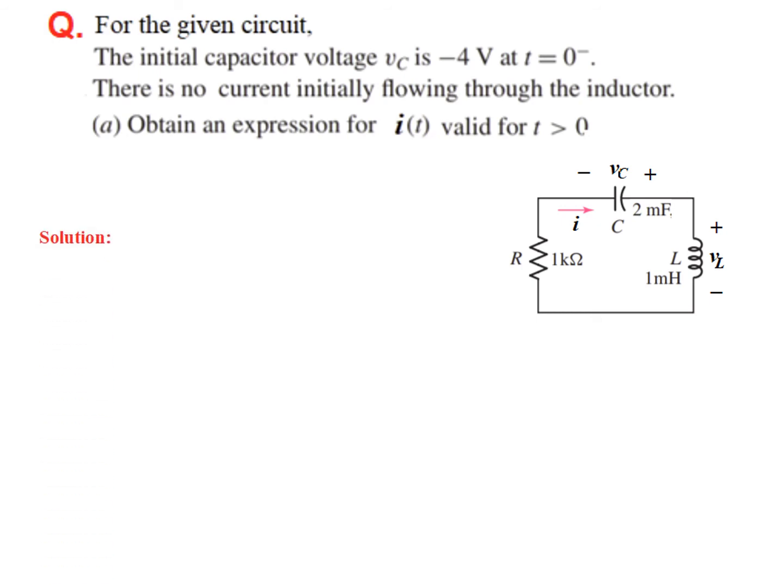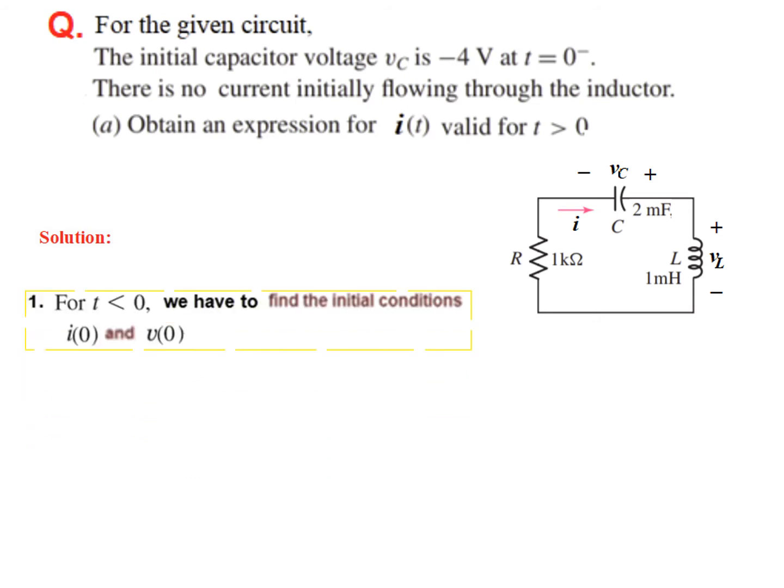So the first step, same. We know both of these. I0 is 0, it is said here. No current, so I0 is 0, and Vc is minus 4 volt, so V capital 0 is minus 4 volt.